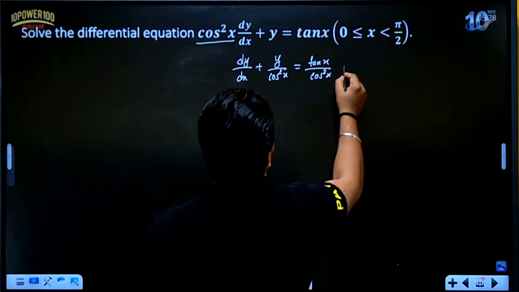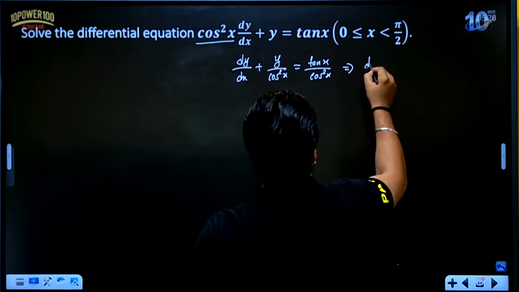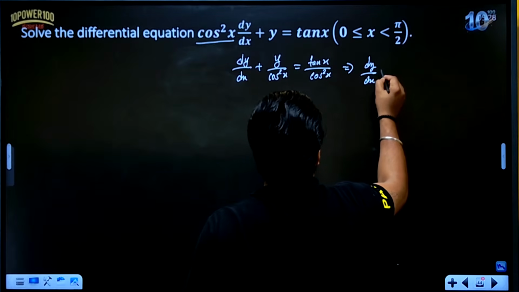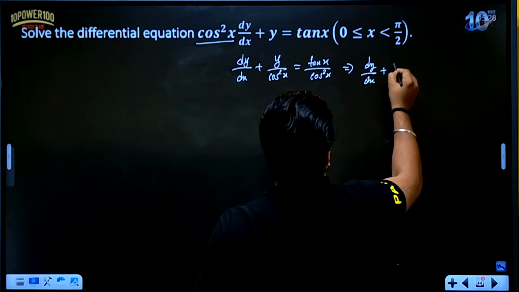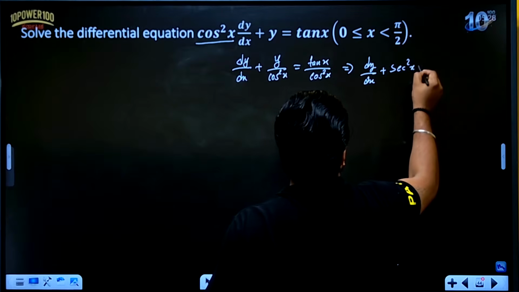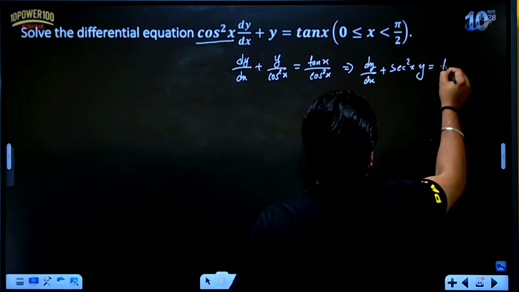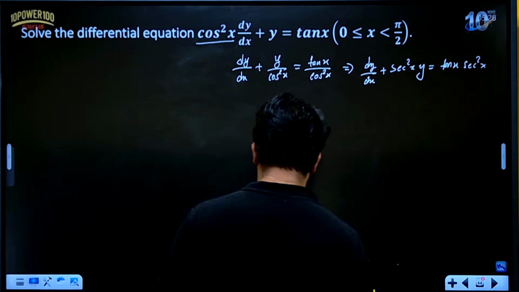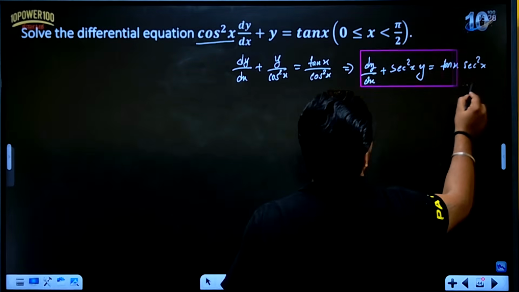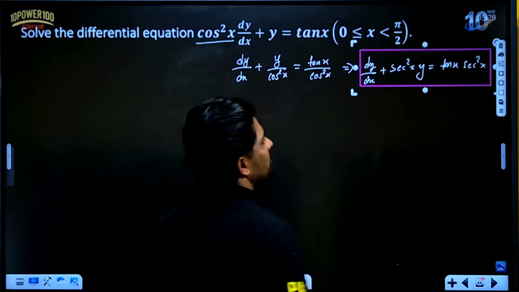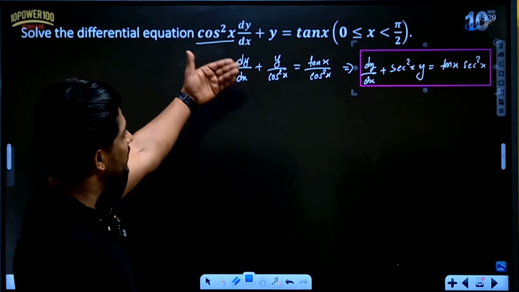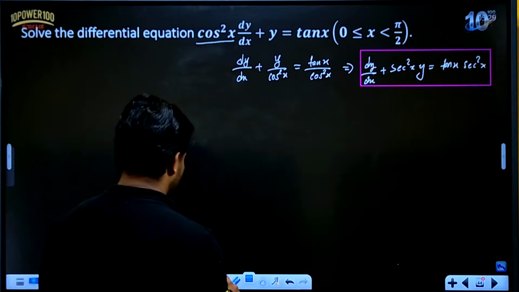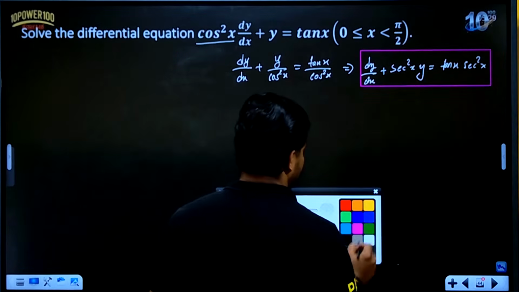So if I rewrite this, this becomes dy by dx plus secant square x into y is equal to tan x into secant square x. So this is actually the standard form. Okay? This is the main step. If this comes, the next part is very simple control. Okay, so we can solve further.